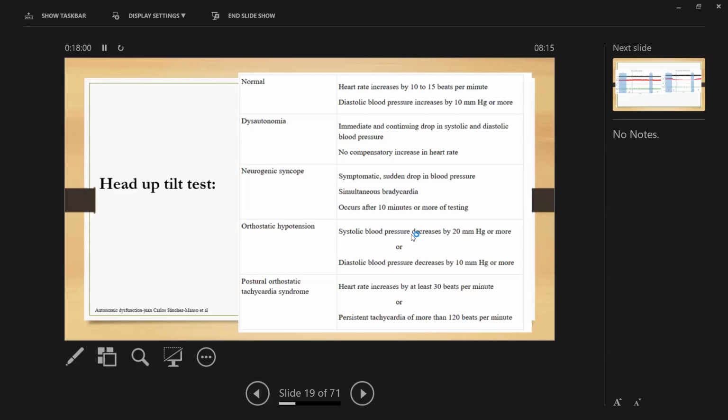So the main thing is that we are doing the head up tilt test for syncope, for identifying vasovagal syncope. I will explain it in detail.